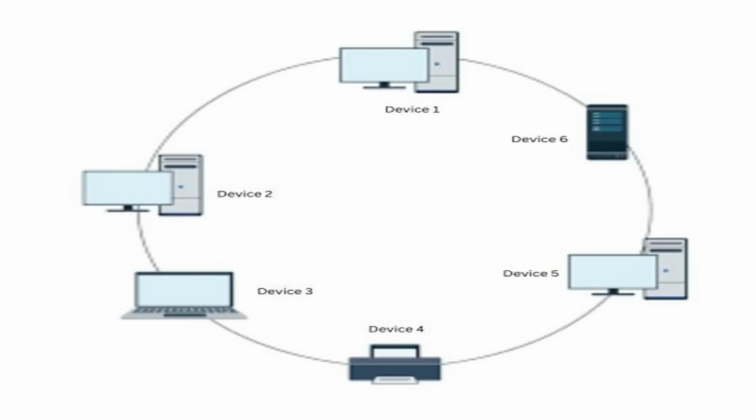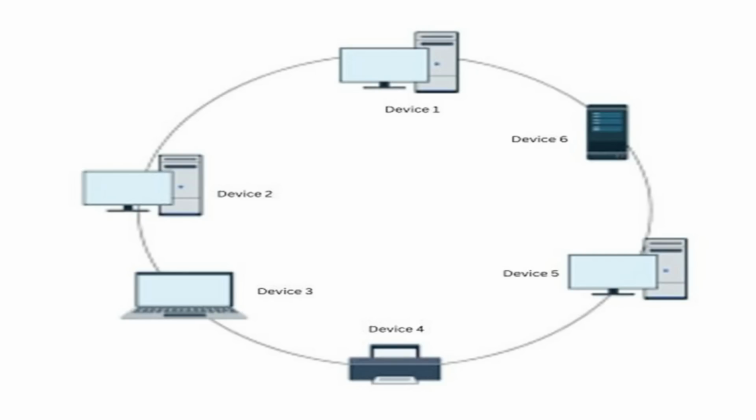In this ring topology, each device is connected to exactly two devices, forming a closed loop ring. Data circulates around the ring in one direction. When a device receives data, it is processed and passed along to the next device until it reaches the destination.